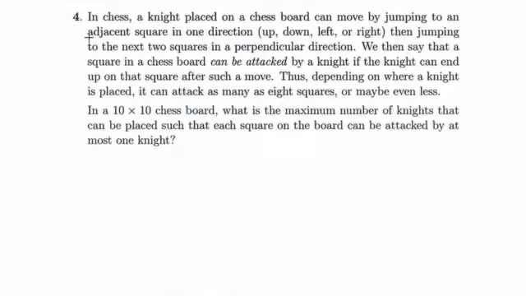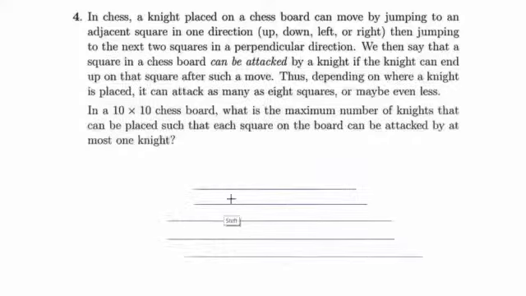PMO 2023 National Level, Philippine Mathematical Olympiad, problem number 4. Last problem of the first day. It says: in chess, a knight placed on a chessboard can move by jumping to an adjacent square in one direction, up, down, left, or right, then jumping to the next 2 squares in a perpendicular direction. It means this. If you don't know, chess is what?